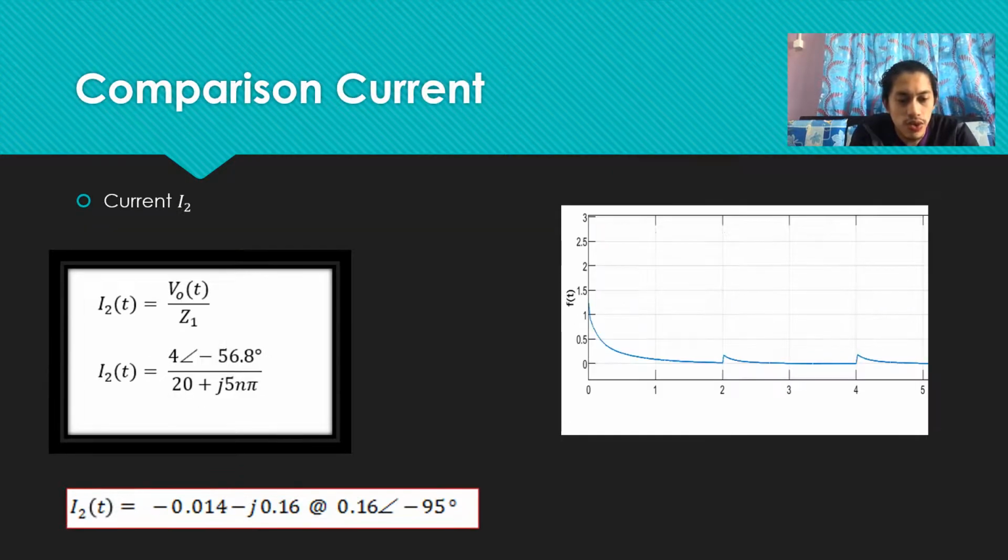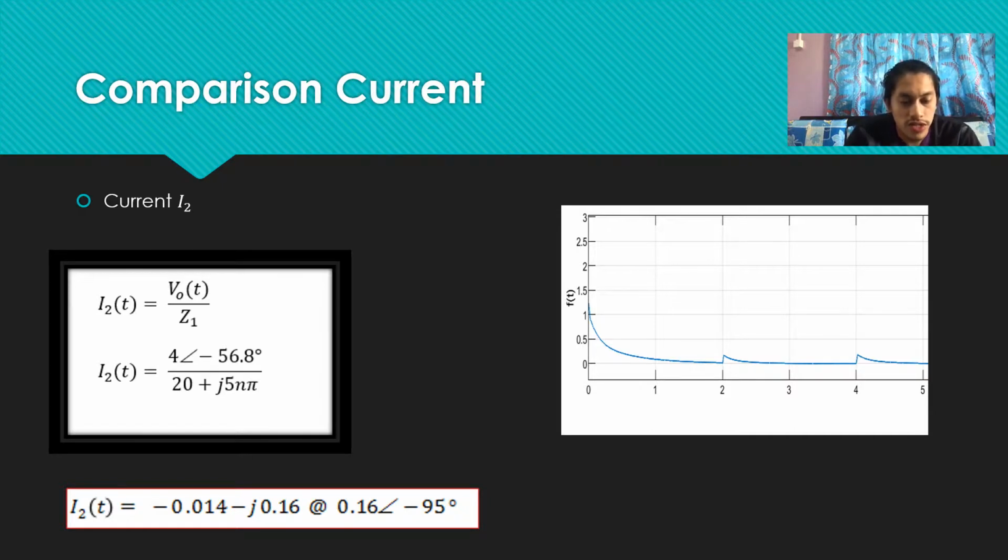Next is the I2 current. We also use Ohm's law formula to calculate the I2, where it is VO over Z1. So the answer we will get is like this. Then we substitute the n with 1 and we will get 0.1, and the angle is negative 95 degrees. So we run this answer in MATLAB and we get this graph.